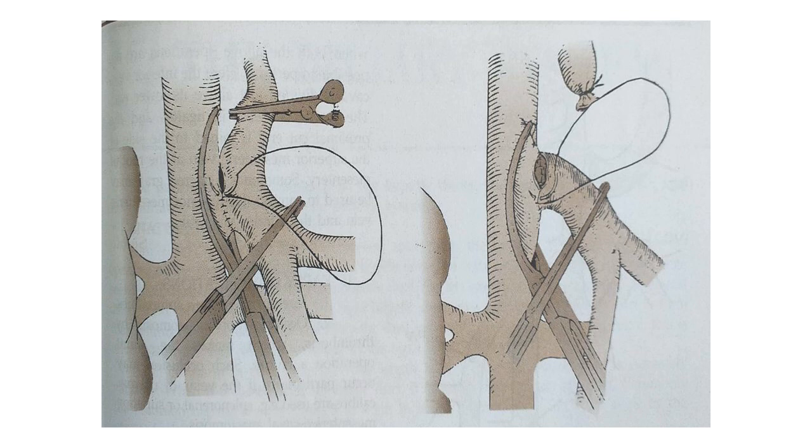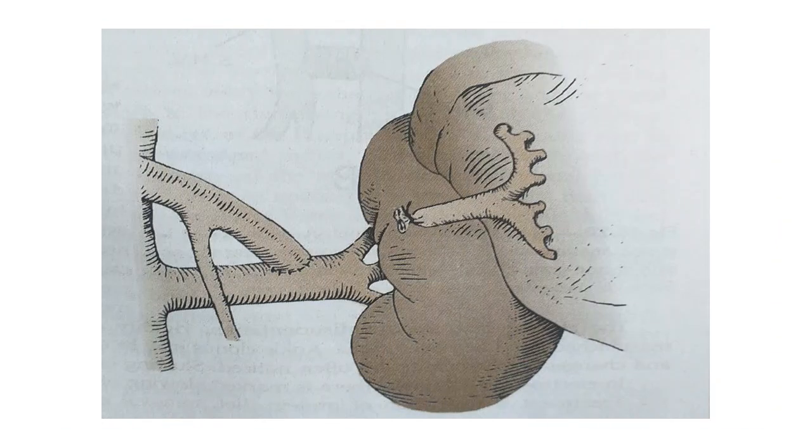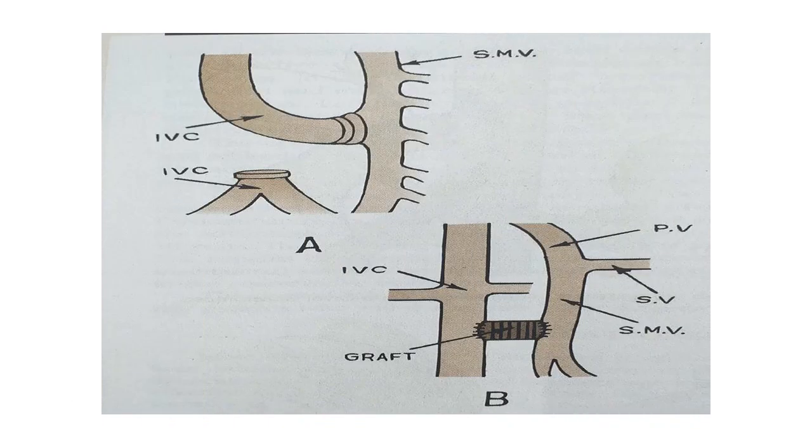Here is the image showing the side to side portacaval anastomosis, and second showing the end to side portacaval anastomosis. This image shows end to side splenorenal anastomosis after splenectomy, and this diagram shows the mesentericocaval shunt. Diagram A shows end to end anastomosis and B shows side to end anastomosis, side to side anastomosis. SMV means the superior mesenteric vein, SV means the splenic vein, PV means the portal vein.